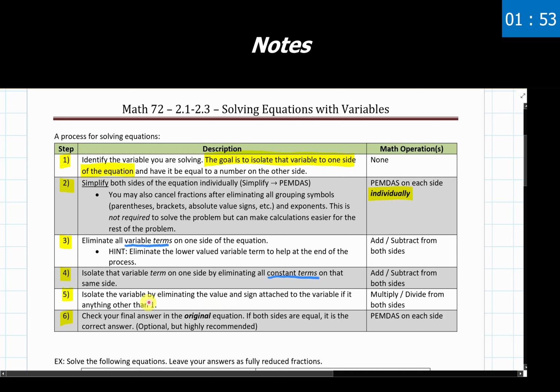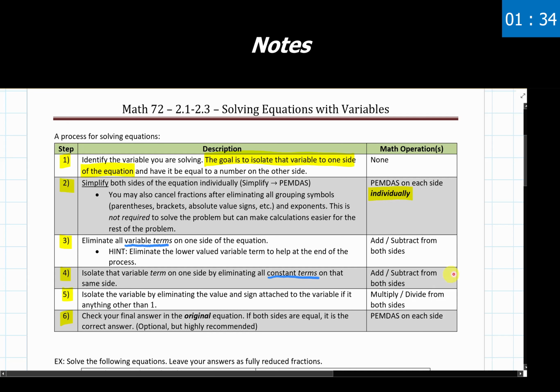We want to solve for a single 1x or a single 1n or a, or whatever the variable is. And we don't want anything else that's sitting in front there messing with that. How we're going to do this is going to be by multiplication or division to both sides of the equation.